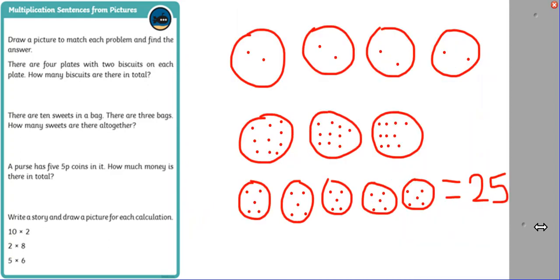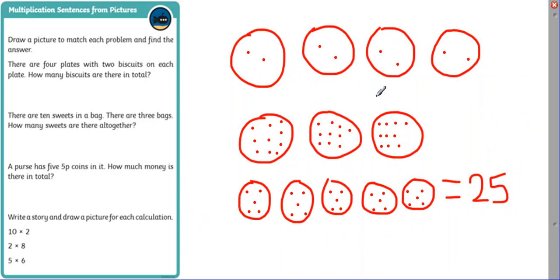Okay, let's have a look then. So, for the first one, there are 4 plates with 2 biscuits on each plate. How many biscuits are there in total? So I've drawn 4 plates and then I've drawn 2 biscuits on each. So in total there would be 8. The next one, there are 10 sweets in a bag. There are 3 bags. So there's 3 groups because there's 3 bags. So 1, 2, 3. And there's 10 in each group. So we need to work out how many there are all together, which is 30.